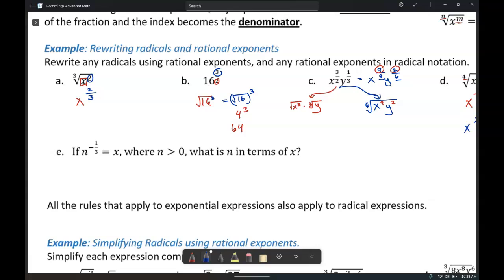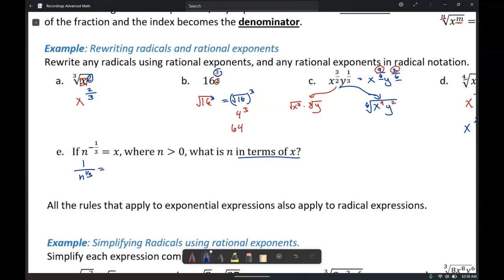Now here what we'll do is use the information that we have about our exponent rules and see what we can do to find out what n equals in terms of x. So we need to isolate n. There's a couple ways we could look at this. We could say, all right, well, n to the negative 1/3 is the same as 1 over n to the 1/3.